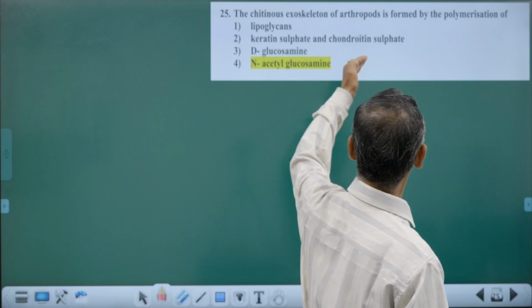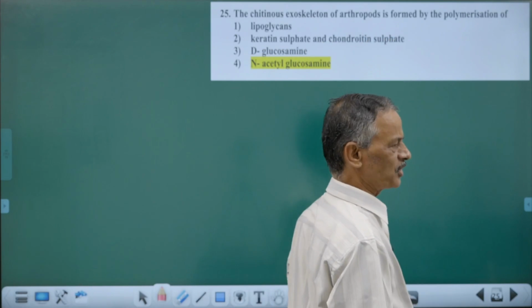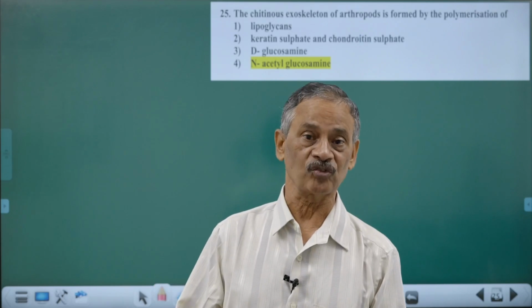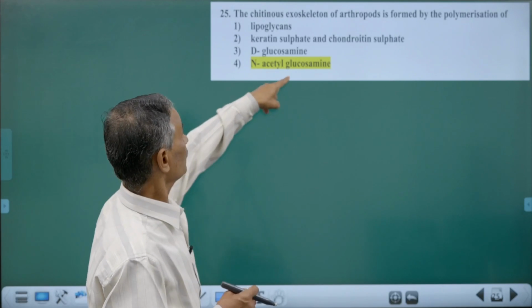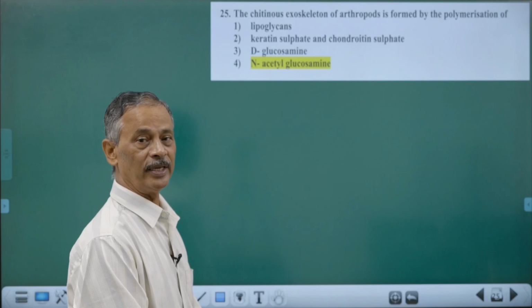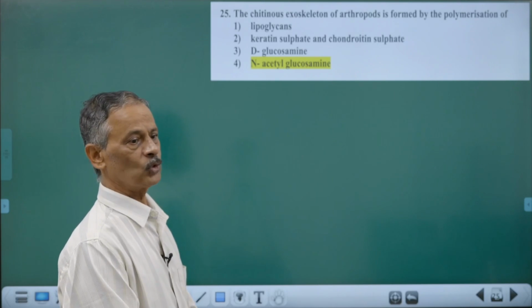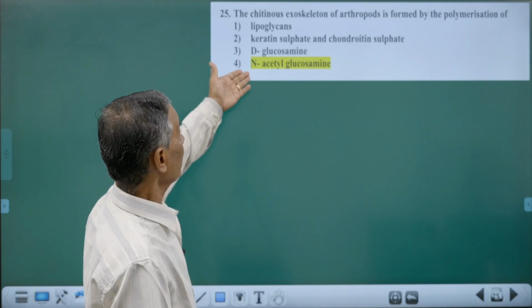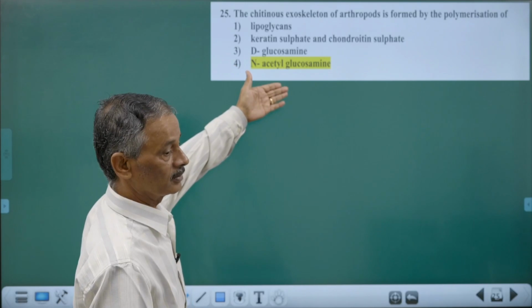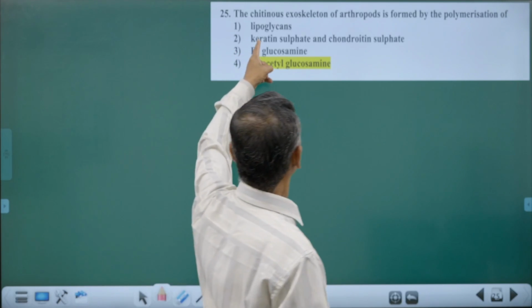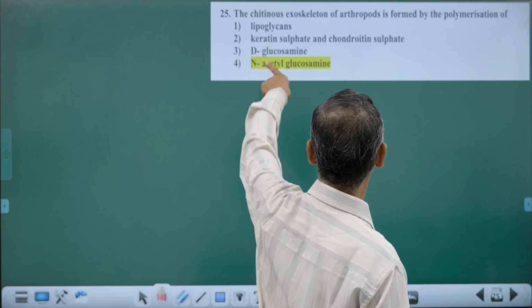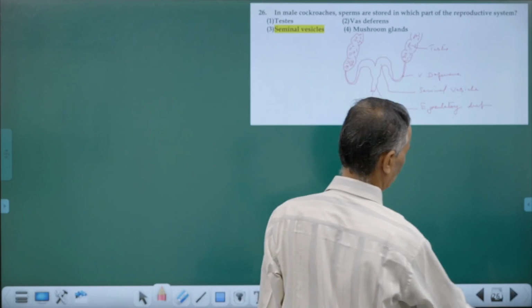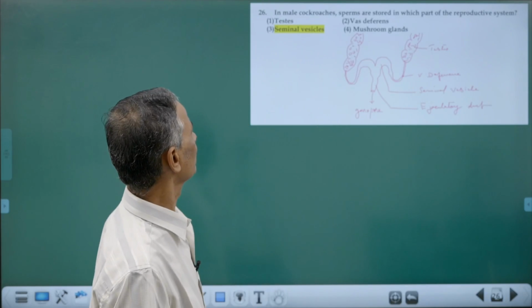The chitinous exoskeleton of arthropods is formed of what? What is this chitin? Chitin is a polymer of N-acetyl glucosamine, which are all connected together by peptide bonds. Chitinous exoskeleton is a polymer of N-acetyl glucosamine. Lipoglycans, no. Keratan sulfate, D-glucosamine, no. N-acetyl glucosamine, connected together by peptide bonds.